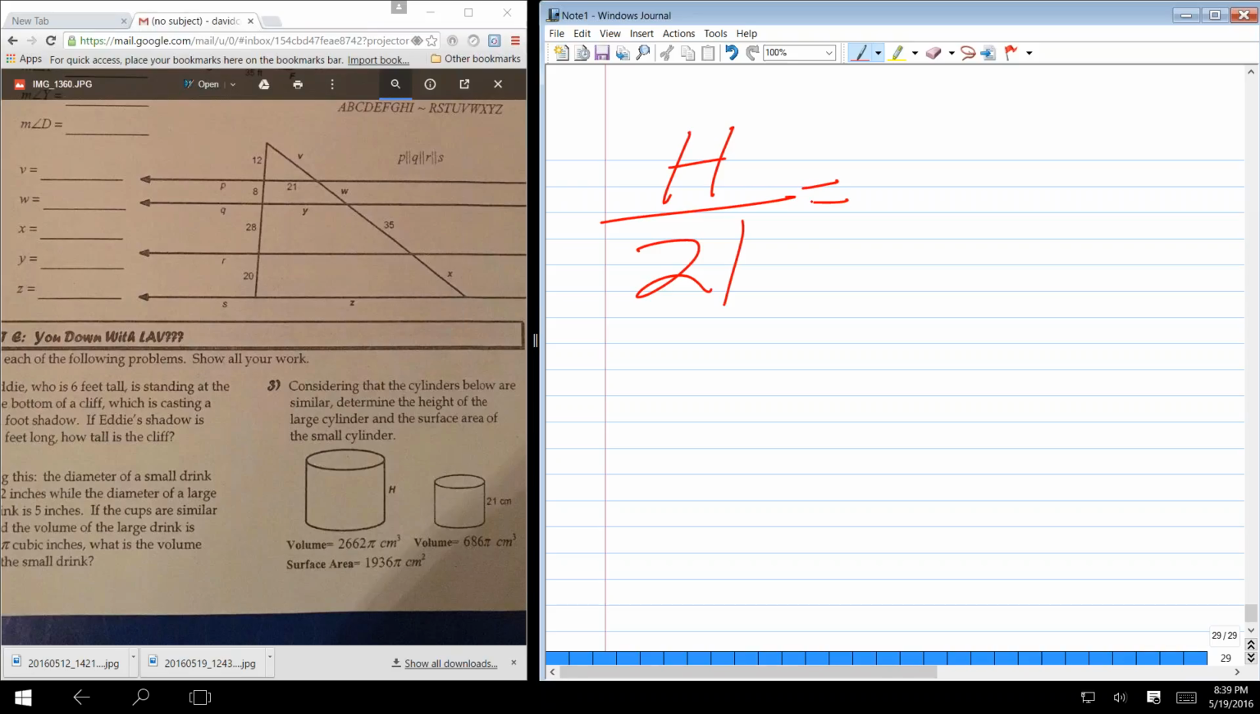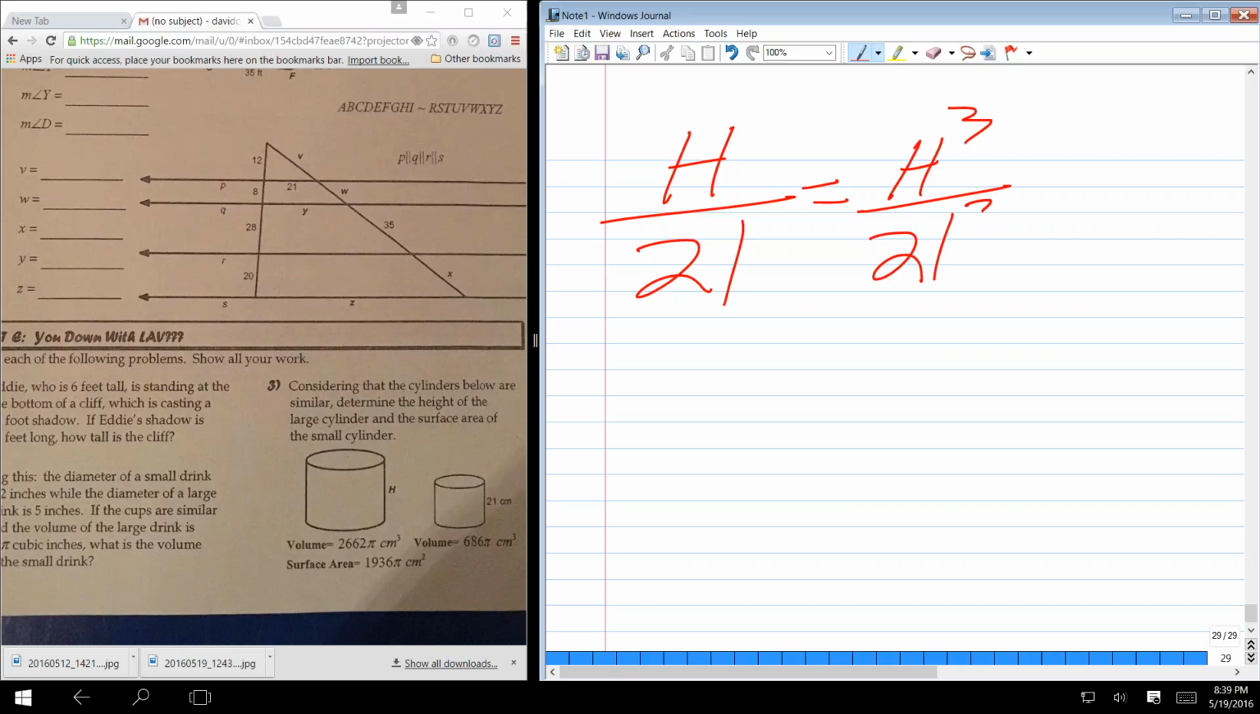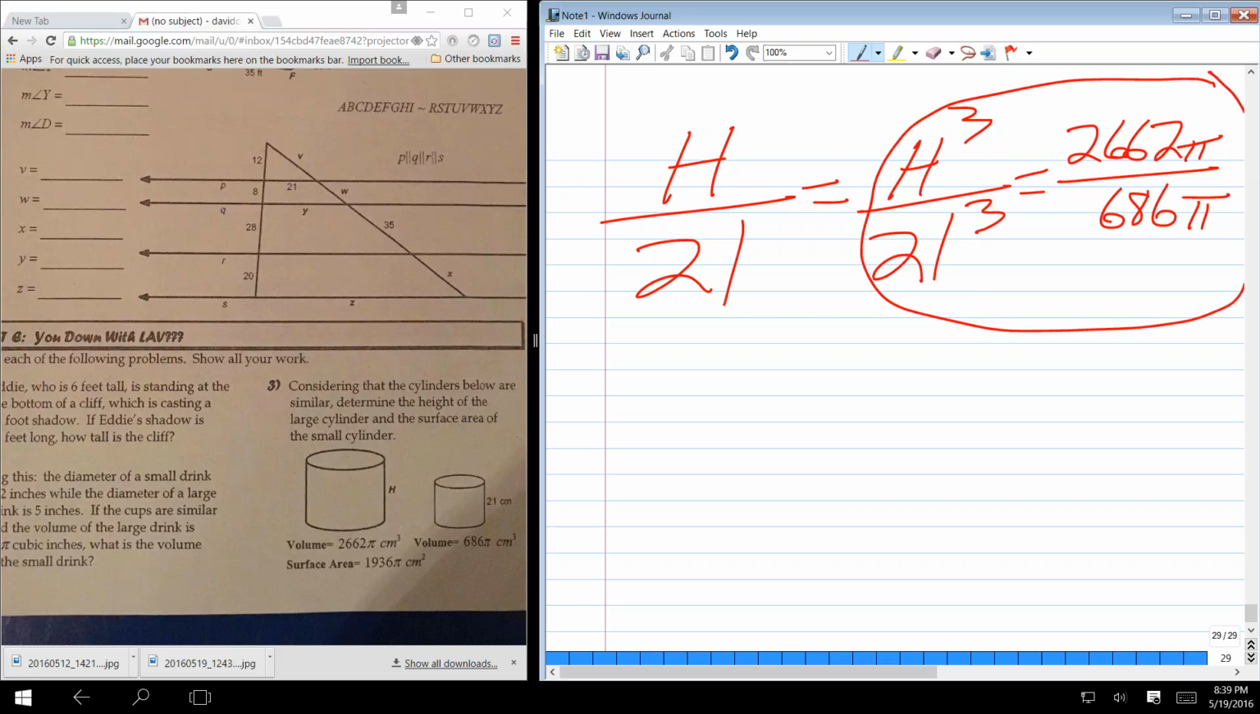Now, they tell us that the volume ratio is this number to this number. Well, what is the volume ratio? The volume ratio would be 2,662 pi over 686 pi. Actually, doesn't the volume ratio have to be h cubed over 21 cubed? That's a good way to start it. The volume ratio is also 2662 pi over 686 pi. Well, now I have something that I can solve for h.